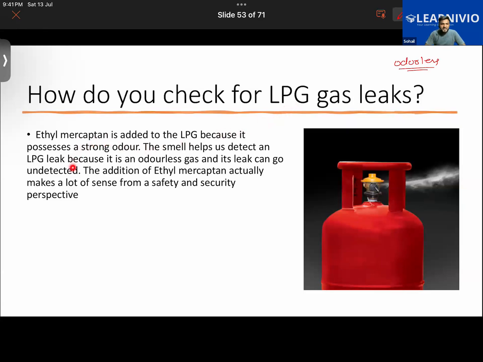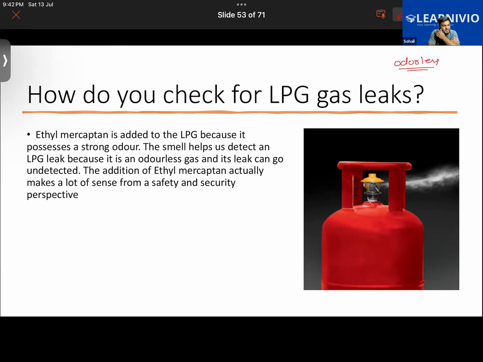Vaika, can you please read the given paragraph? Ethyl mercaptan is added to the LPG because it possesses a strong odor. This smell helps us detect an LPG leak because it is an odorless gas and its leak can go undetected. The addition of ethyl mercaptan actually makes a lot of sense from a safety and security perspective.